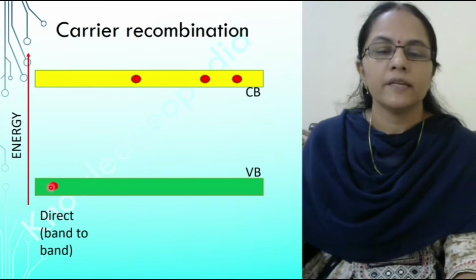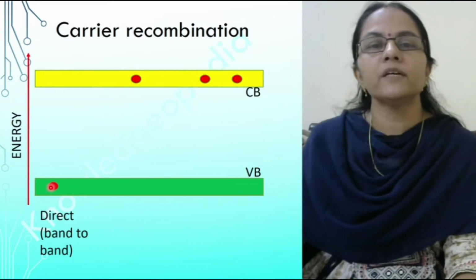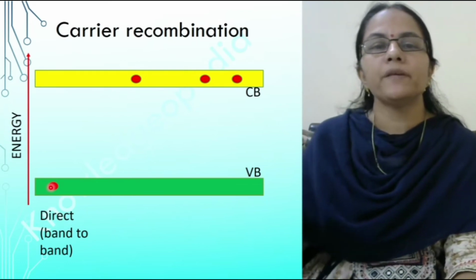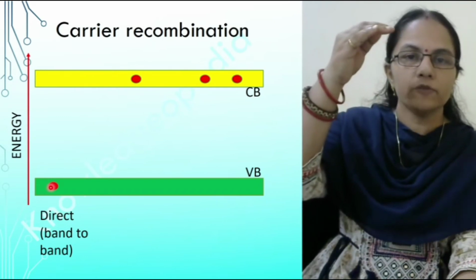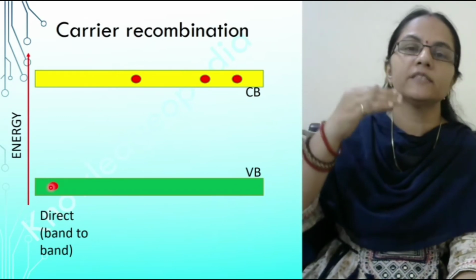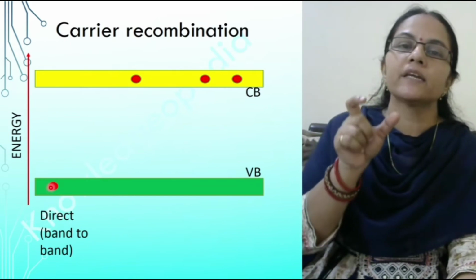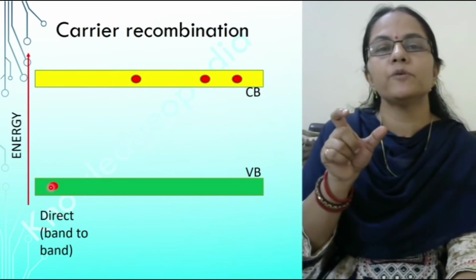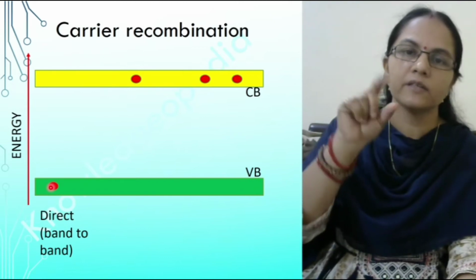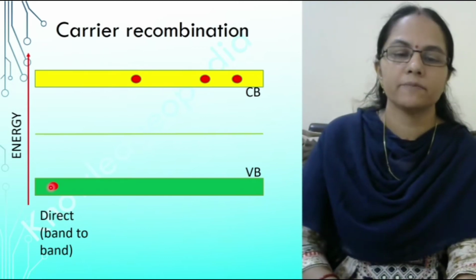In the second type of recombination, what is happening? The electron, while making the transition from the conduction band to the valence band, is trapped by an extra energy level which is present in between the conduction band and the valence band.